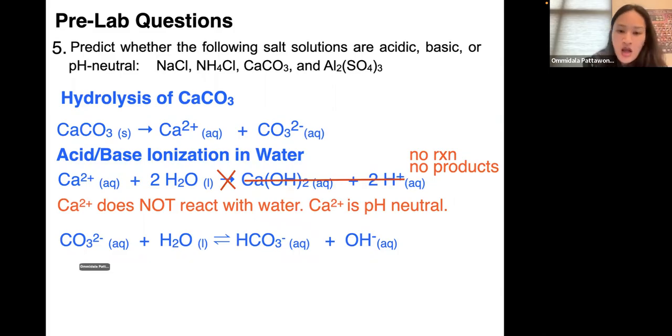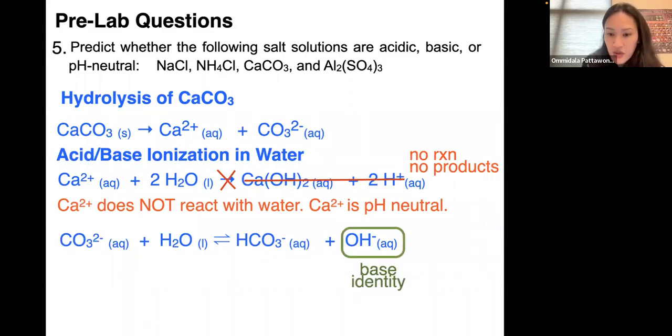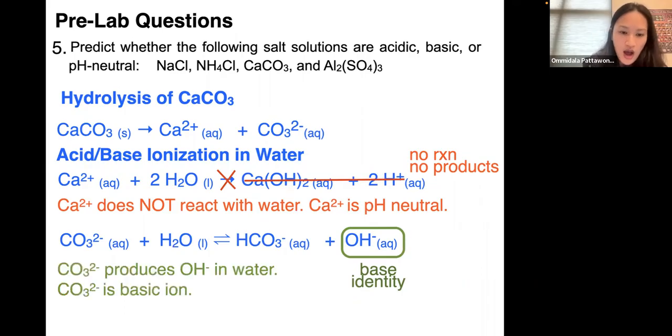So note that after carbonate reacts with water, it actually produces hydroxide ion. Okay, so again, according to the Arrhenius definition that we learned earlier, a base is going to produce hydroxide in water. So in this case, this is going to tell you about the base identity. So that means that when carbonate ion reacts with water, it produces hydroxide ions. So therefore, carbonate ion is a basic ion.